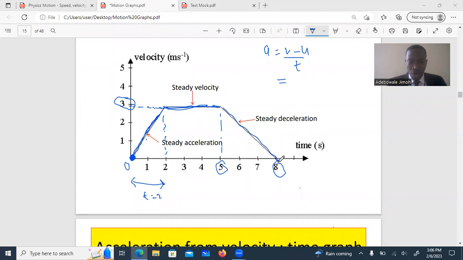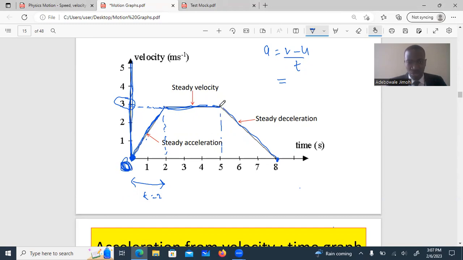So our final velocity is the velocity at the end of motion. That's the velocity at 8 seconds, which is 0. You can see this line on the left-hand side is the velocity axis. The vertical axis shows velocity, and velocity at 8 seconds is 0.